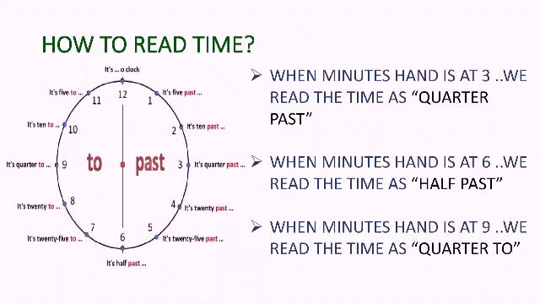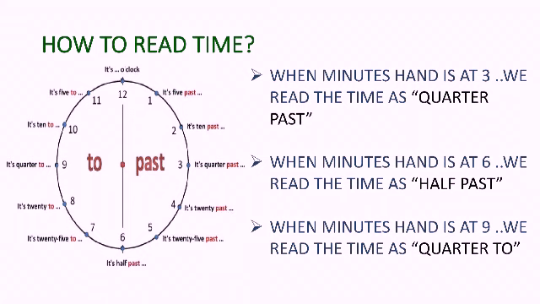So when the minute hand is at 1, how many minutes will pass? 5 ones are 5. So 5 minutes will pass. I told you the clock works as a table of 5. So when the minute hand is at 5, how many minutes? Sorry, the minute hand is at 1. How many minutes will pass? 5 ones are 5. So 5 minutes will pass.